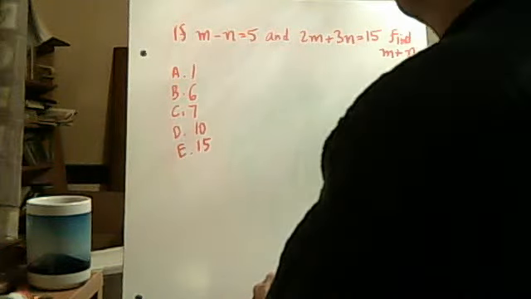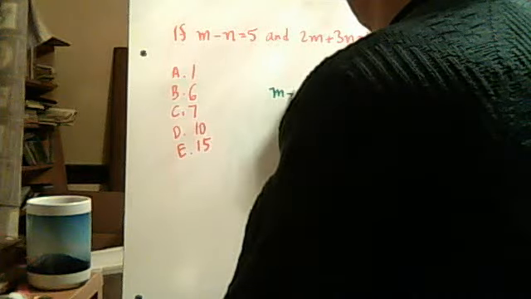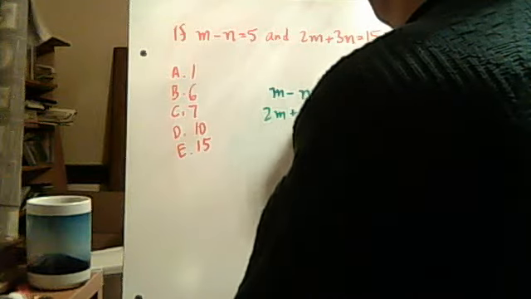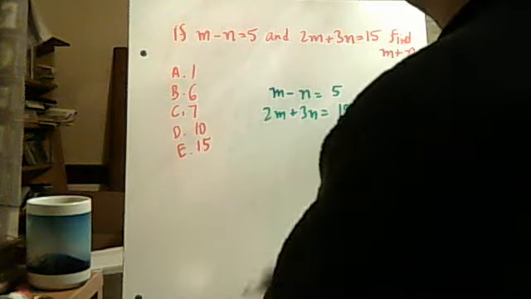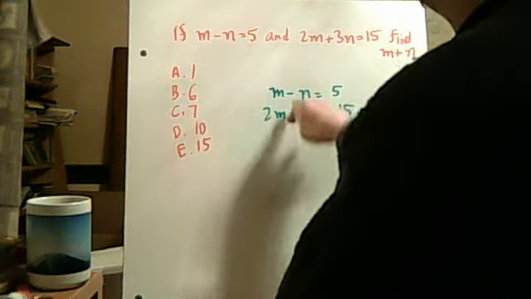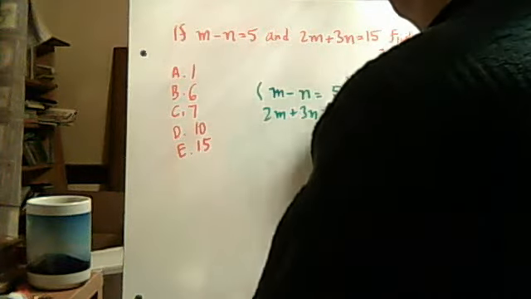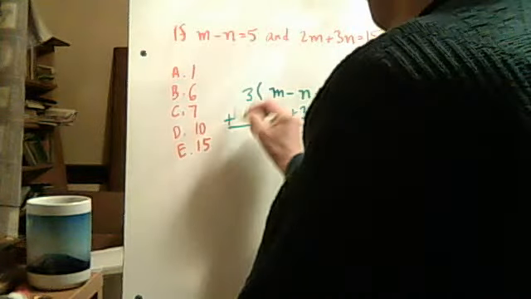Okay, so on this one, I'll just line them up just the way they are. m minus n equals 5. 2m plus 3n equals 15. Well, first what I'm going to do is eliminate the n's. I'll solve for m first. I like that because I've already got a negative sign on the n. So I'll just take the first equation, multiply it by 3, and I'll add them up.